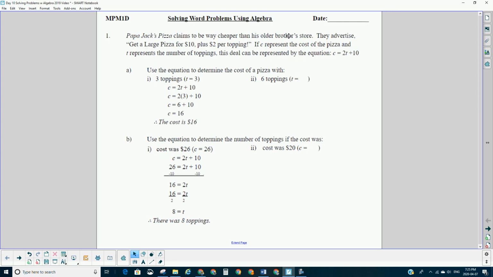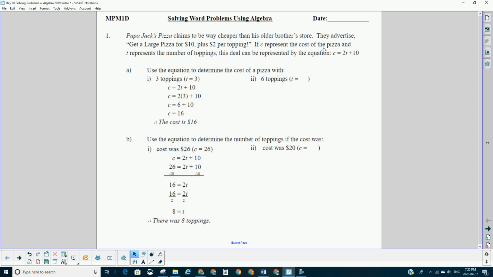So pay close attention to the type of questions these are, and then of course how to answer them. So our first example here talks about Papa Jack's Pizza. Claims to be way cheaper than his older brother's store, and maybe you figured out his older brother is Papa John. But this is Papa Jack's Pizza. They advertise get a large pizza for $10 plus $2 per topping.